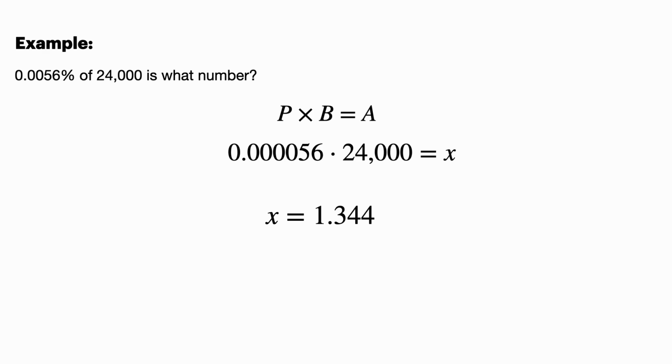What is that amount? It's 1.344. So 1.344 is 0.0056% of 24,000. Kind of a hard example, but you'll see ones very similar in the homework, so I wanted to do something like that. All right, so 1.344 as the answer.